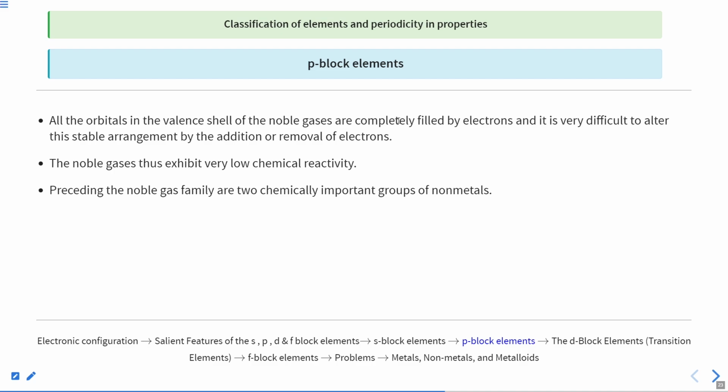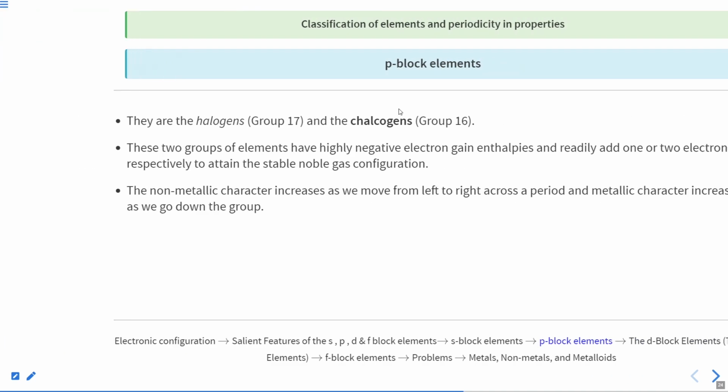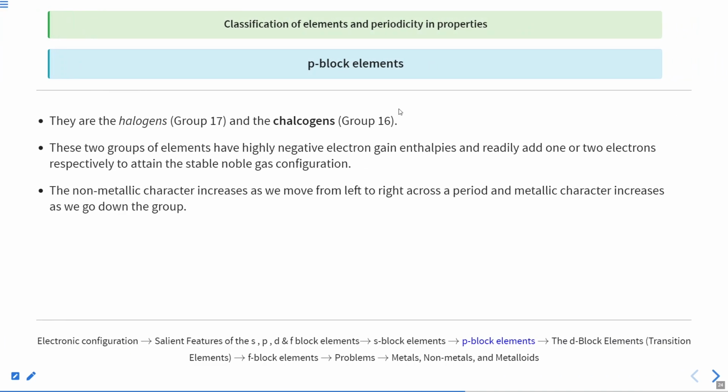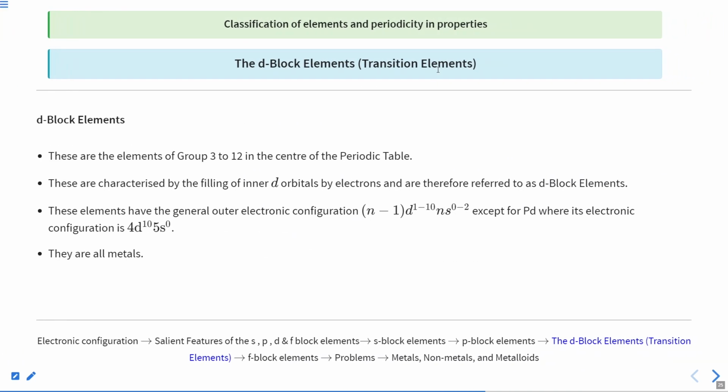Preceding the noble gas family are two chemically important groups of nonmetals. Group 17 are called halogens, group 16 is called chalcogens. These two groups of elements have high negative electron gain enthalpy and readily add one electron because they gain noble gas configuration, and they are non-metallic in nature.